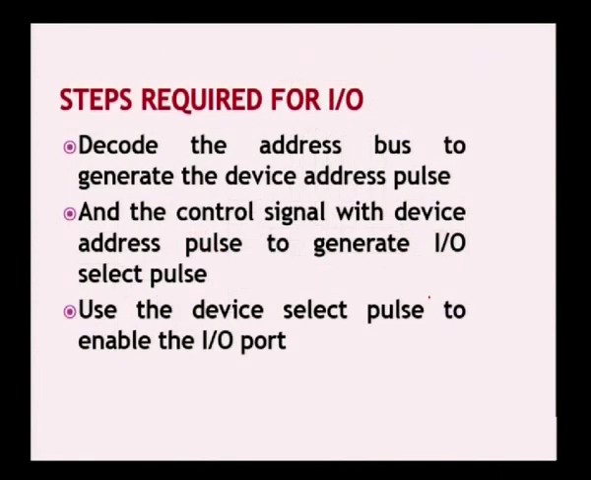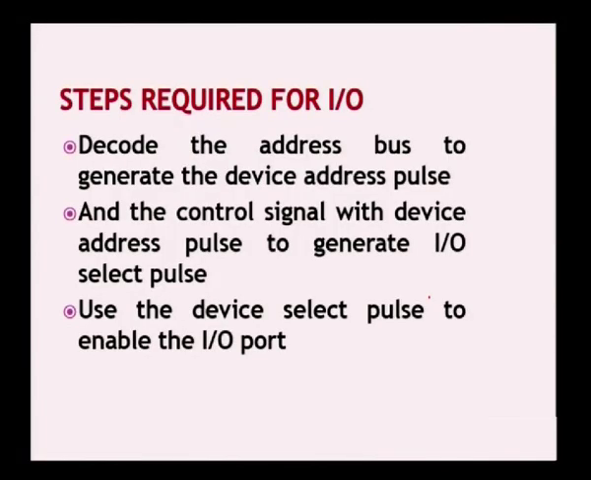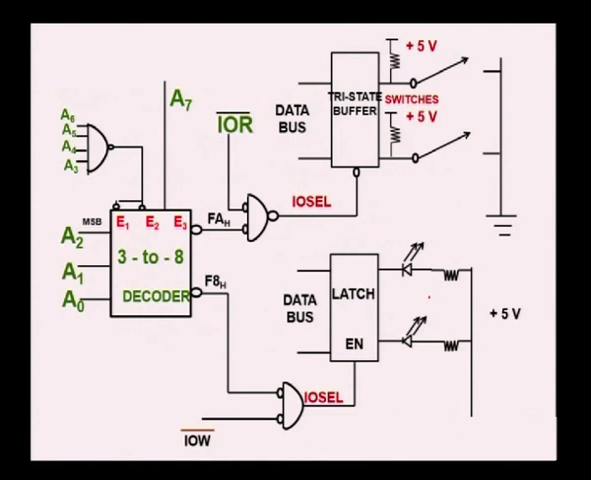So, to read the IO devices we need some steps. First, we have to decode the address by the decoder. That decoded address is given to the AND gate along with the read bar signal. These 2 signals are combined and generate the device select. This is one of the diagrams for input and output devices.